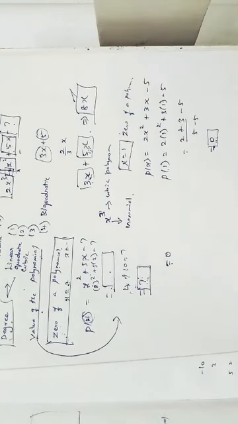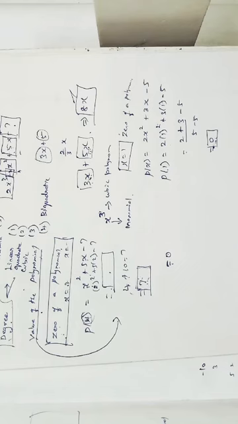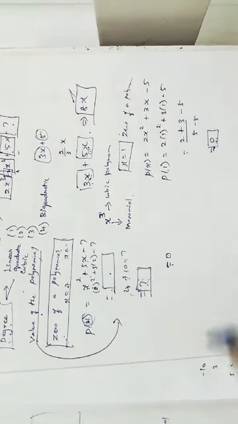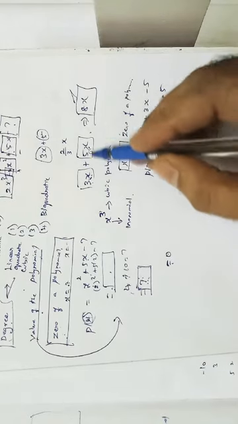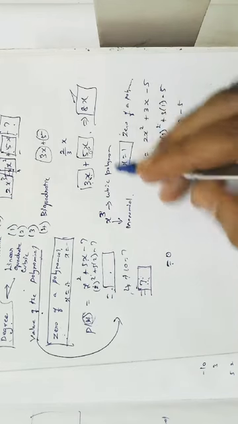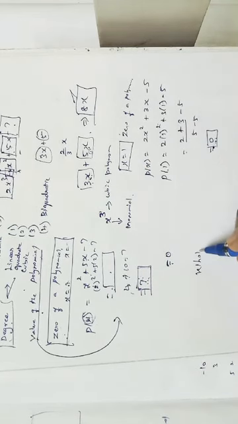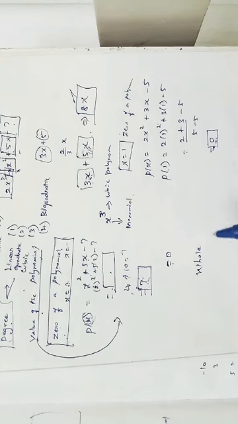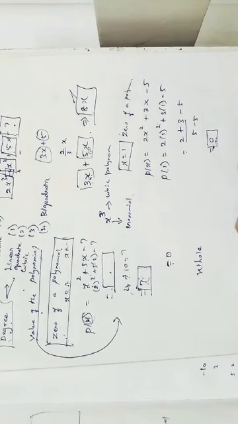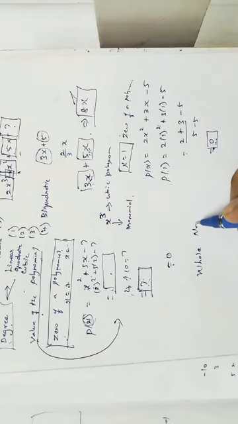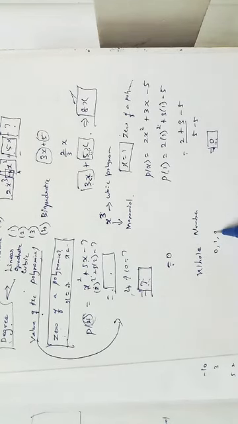And moreover, you have to keep one thing in your mind. This is a very, very important note. The power of the polynomial, the exponent or power of the variable in each term of the polynomial, should be a whole number. That means it should be 0, 1, 2, 3.